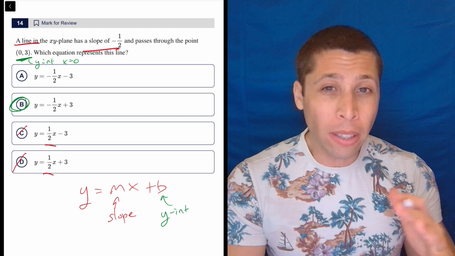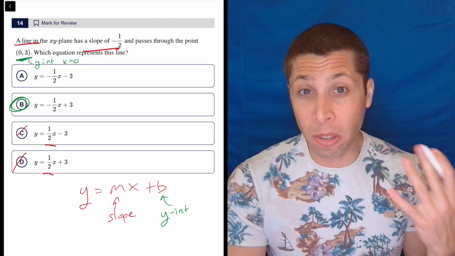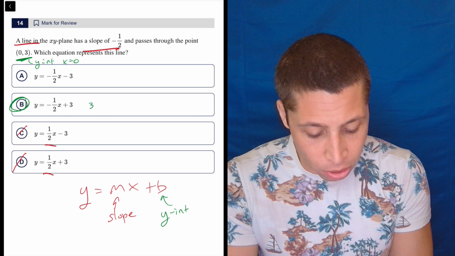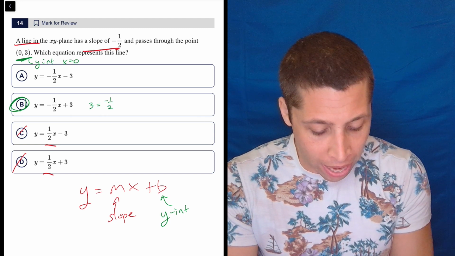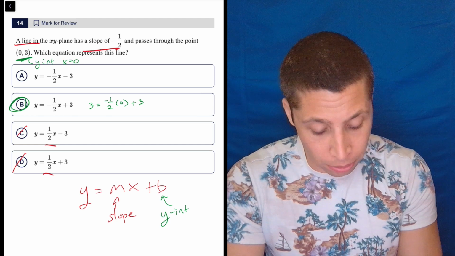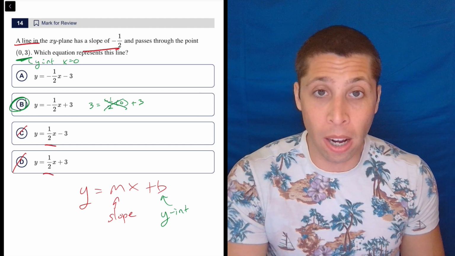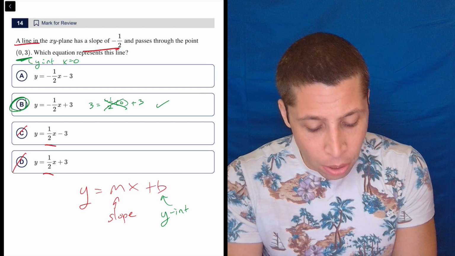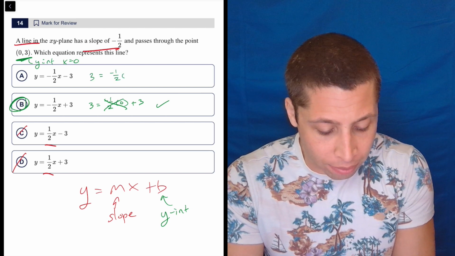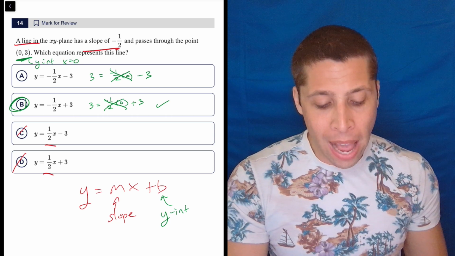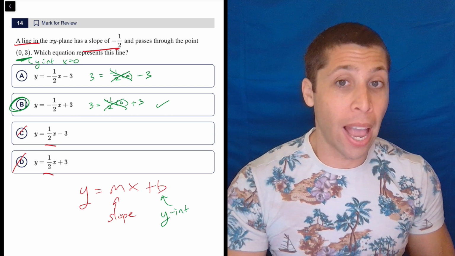But if you weren't aware that that was the y-intercept, you could just plug the point into the equation and just see what happens, right? So if we plug it in here, 3 is the y-coordinate, equals -1/2 times 0 plus 3. Well, anything times 0 is 0, so that's basically gone. So this is saying 3 equals 3, which it does. Whereas if we did that with choice A, we'd have 3 is equal to -1/2 times 0 minus 3. So again, the 0 knocks this out, but now I have 3 is equal to -3, and that it's not.